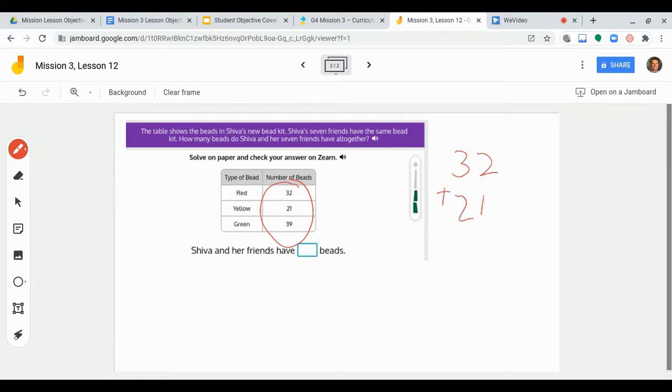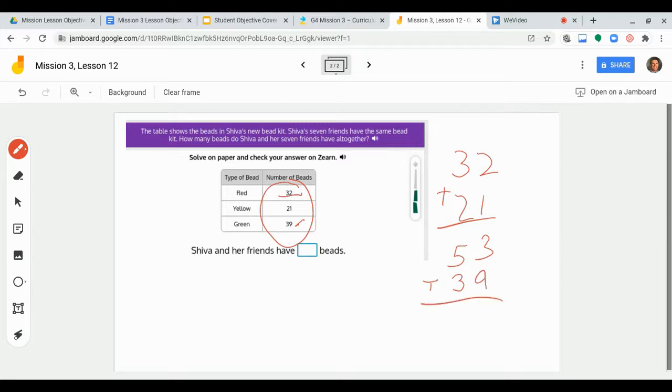Notice I'm just going to add 2 of them at a time. I'm not going to try to add all 3 at a time because the numbers get a little big for me. So 2 plus 1 is 3, and 3 plus 2 is 5. 53. And then I add on this last piece, which I hadn't added yet.